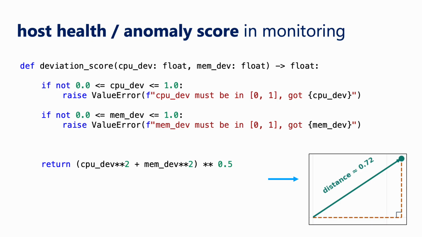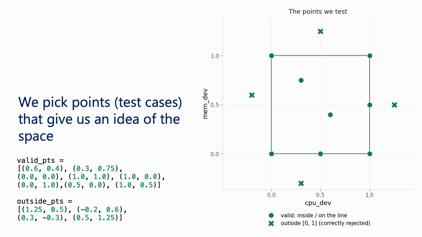It checks that the numbers are between 0 and 1. If they're not between 0 and 1, it returns a value error. And then if the numbers are between 0 and 1, then it computes this factor, which is the hypotenuse of this right triangle. So it's a very simple function. And what's interesting for us now is how we test these kind of functions.